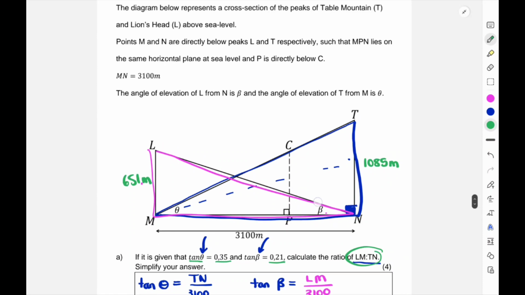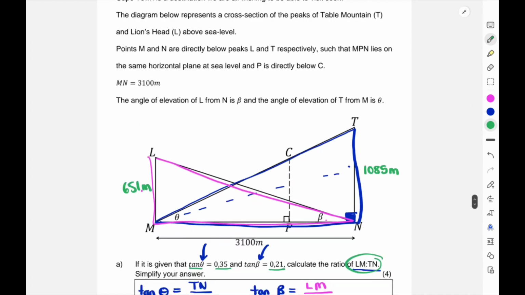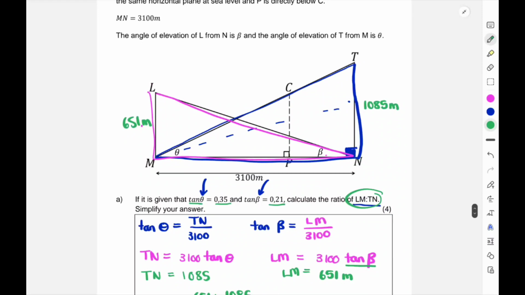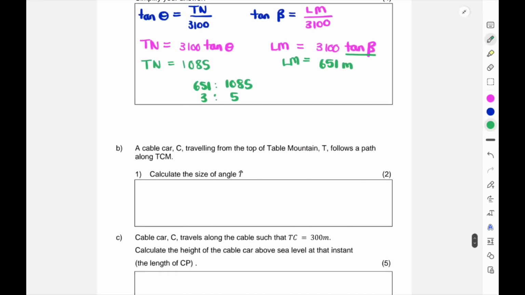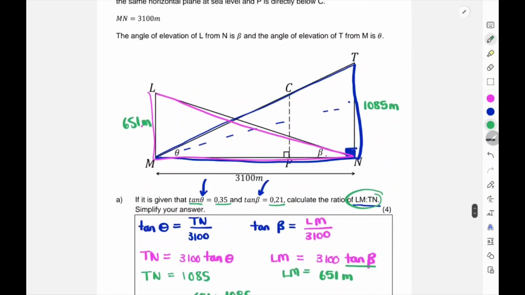So please look at these types of questions. The teachers love to ask these as your level 4 type question, where you have to play around with what you know, and then plug it in and see what you get and see what has been given, and then replace and see if you can find what they are looking for. Okay, number B, a cable car C traveling from the top of Table Mountain T follows a path along TCM. Calculate the size of angle T.